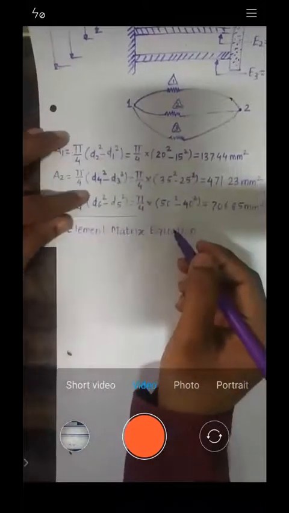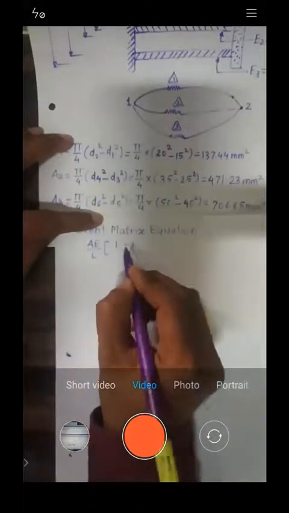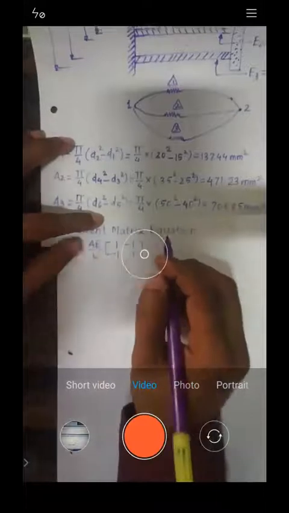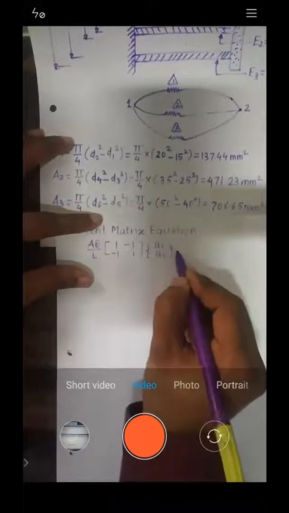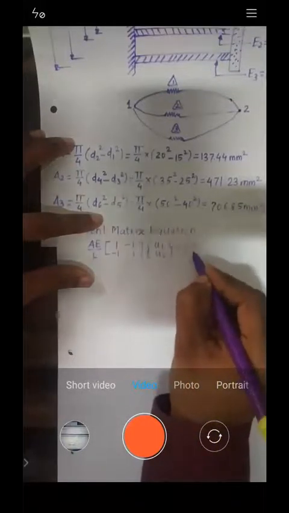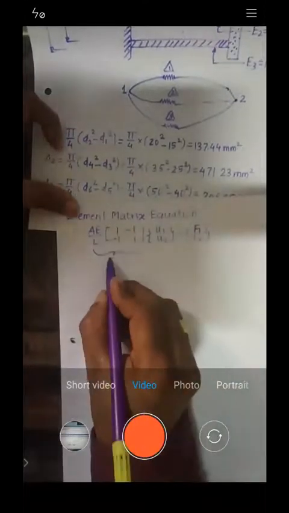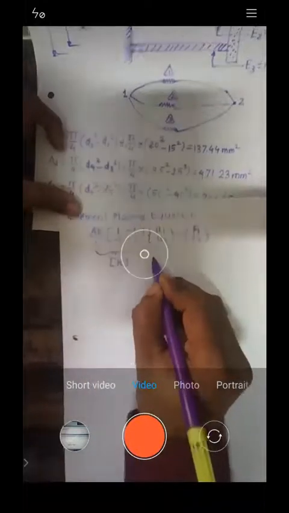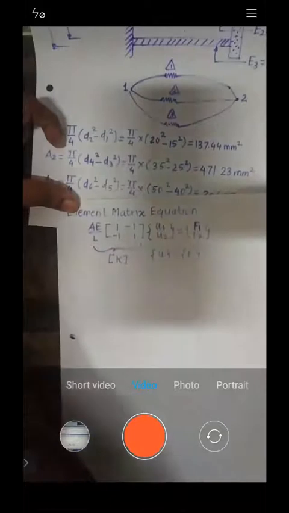You know that for a bar under axial load, it is AE by L times [1 -1; -1 1]. This is the stiffness matrix, multiplied by the displacements U1 U2, is equal to the forces F1 F2. Clear? This particular matrix is called the stiffness matrix, where displacement is related to force.